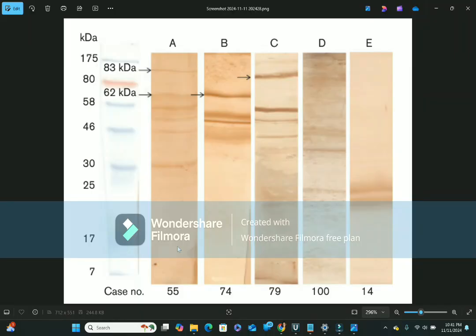This image is representative of the Western blots the researchers conducted. The bottom is indicating the case number of the specific patient. The left is indicating the specific size of the proteins in kilodaltons. Lines at 83 and 62 kilodaltons indicate an immune response, or rosacea. A, B, and C are displaying positive immune responses, with A responding at 83 and 62 kilodaltons, B responding only at 62 kilodaltons, and C responding at 83 kilodaltons. D and E have these lines absent, indicating a negative immune response.